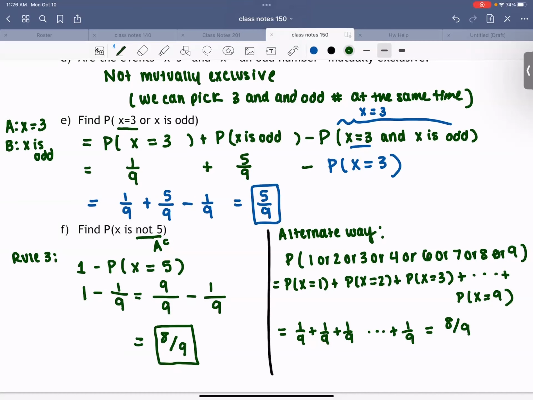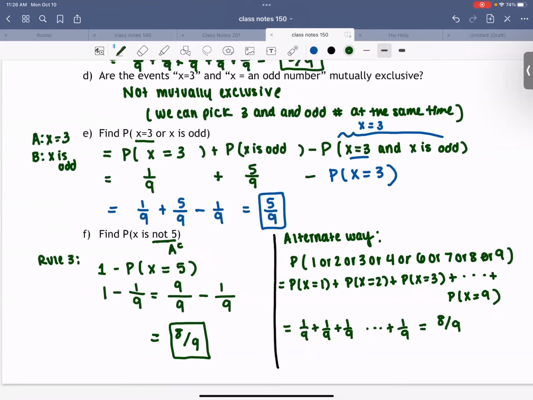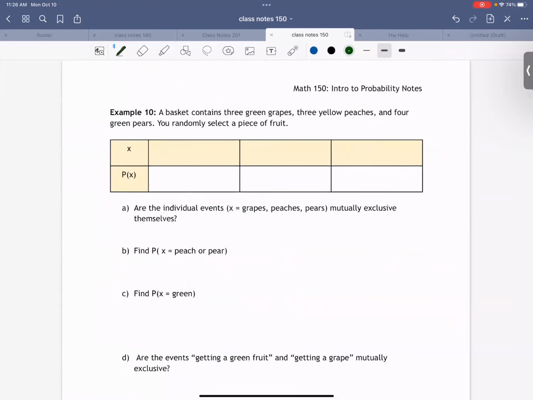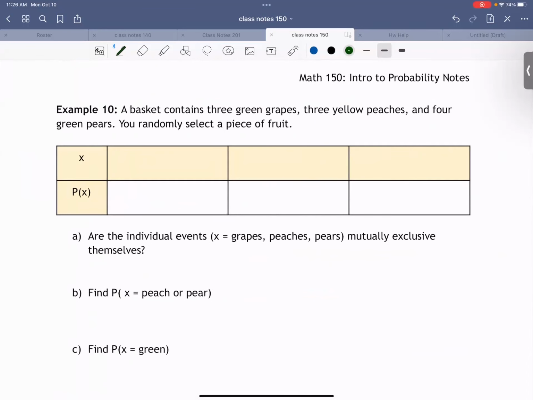Okay, I know I threw a lot at you. If you flip the page, we have another example. I'm going to go through the probability distribution with you just to make sure that we all have the same probabilities, and then I'll let you go with the questions. Okay. So we have a basket. We have 3 green grapes, 3 yellow peaches, and 4 green pears, and we want to select a piece of fruit, right? What do you think the X values are going to be?